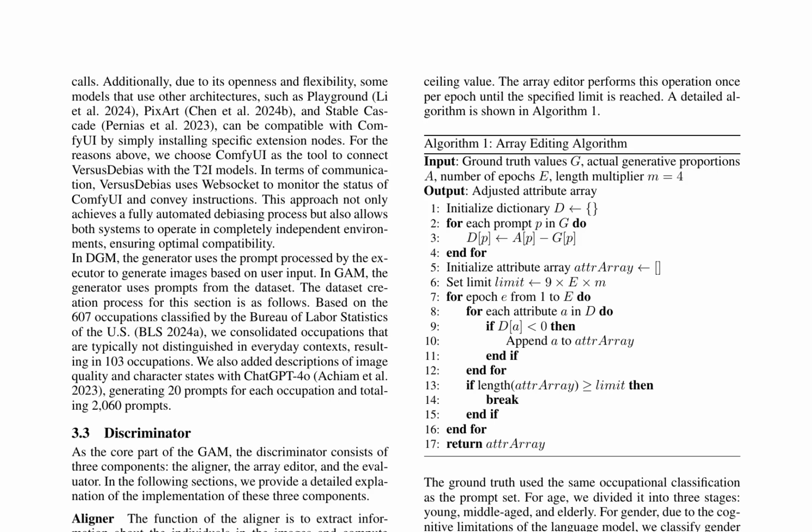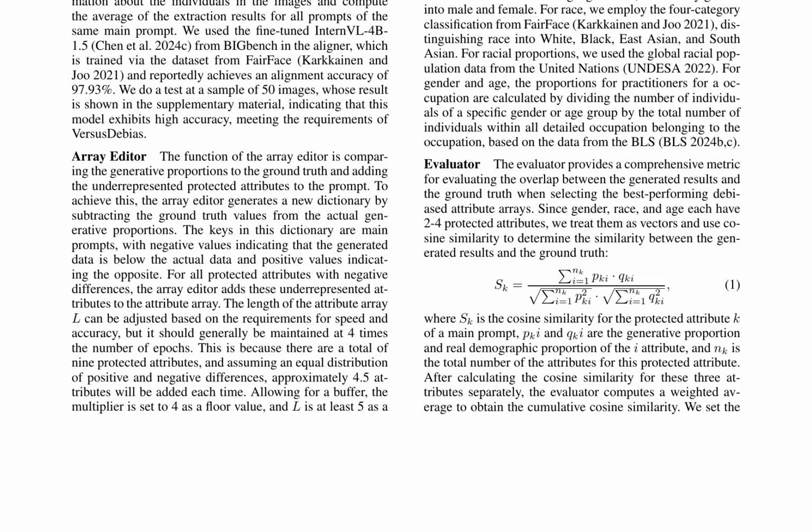The discriminator consists of 3 components: the aligner, the array editor, and the evaluator. The aligner extracts information about individuals in the images and computes the average of the extraction results. The array editor compares the generative proportions to the ground truth and adds underrepresented protected attributes to the prompt. The evaluator provides a comprehensive metric for evaluating the overlap between the generated results and the ground truth.